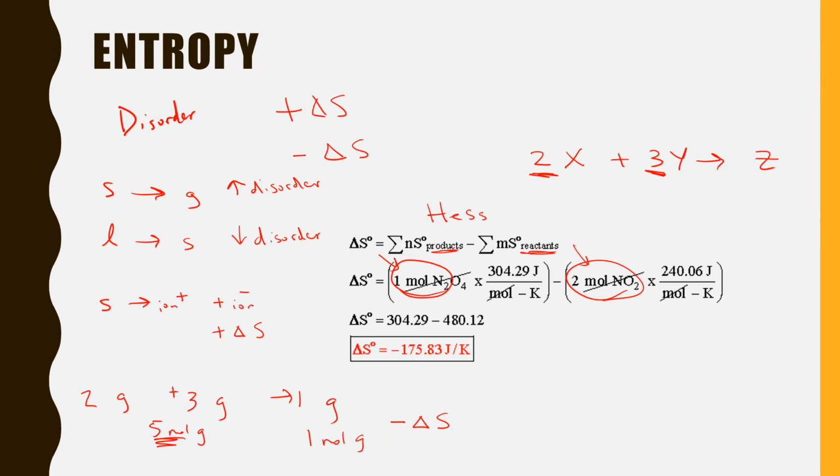One other thing that I want you to take note about is the units for delta S. The units for delta S are joules per mole Kelvin. Don't forget that, because we're going to have to convert that at some point.